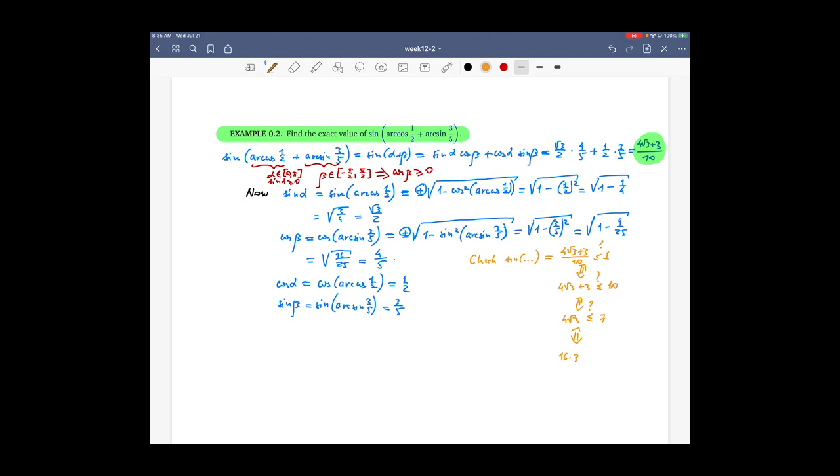16 times 3, which is square of 4 root 3, being less or equal than 49, which is square of 7. And that is indeed true. 48 is less than 49. This number is close to 1, but it's definitely less or equal than 1. If this number were greater than 1, we would know our answer was wrong. Sine cannot take values more than 1.